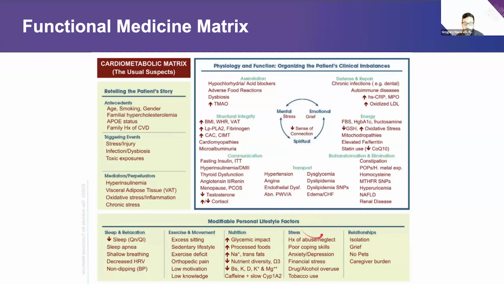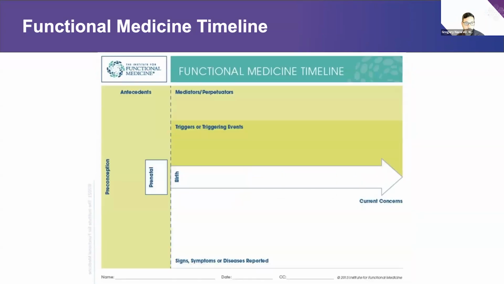For stress, do they have a history of abuse? Are they anxious? Do they have financial stress? Do they use drugs and alcohol? And then in terms of relationships, are they isolated? Do they experience grief? And all these things obviously will be connected with the mental, emotional, and spiritual domain as well. So this is one way to view a functional medicine visit, is to apply the applicable intake information here.